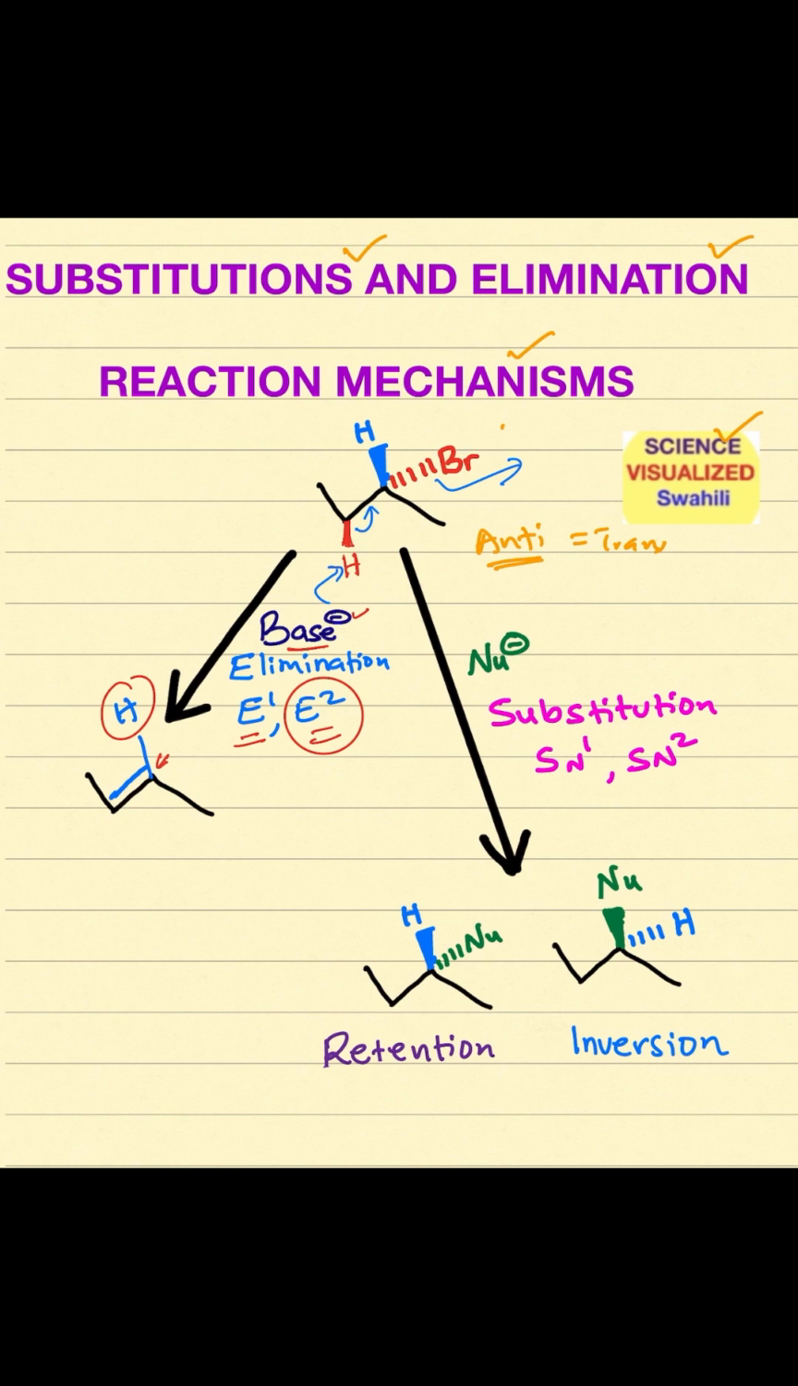So that means you have a 180-degree difference. So if one is going up, then the other one is going down. So that relationship gives you a trans relationship. So the Br and the hydrogen. So that's the only condition for E2. If that condition is not satisfied, then the reaction will only proceed through E1 elimination.